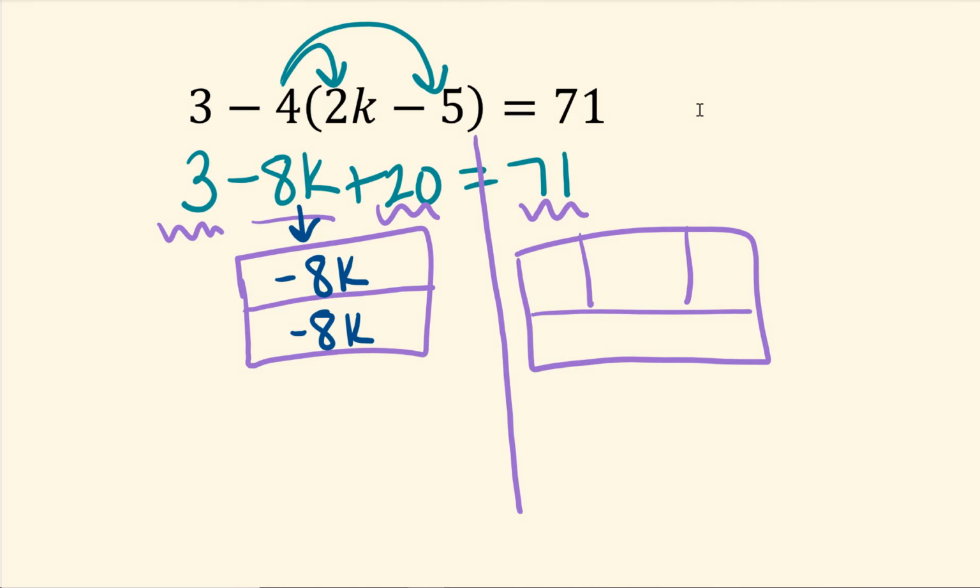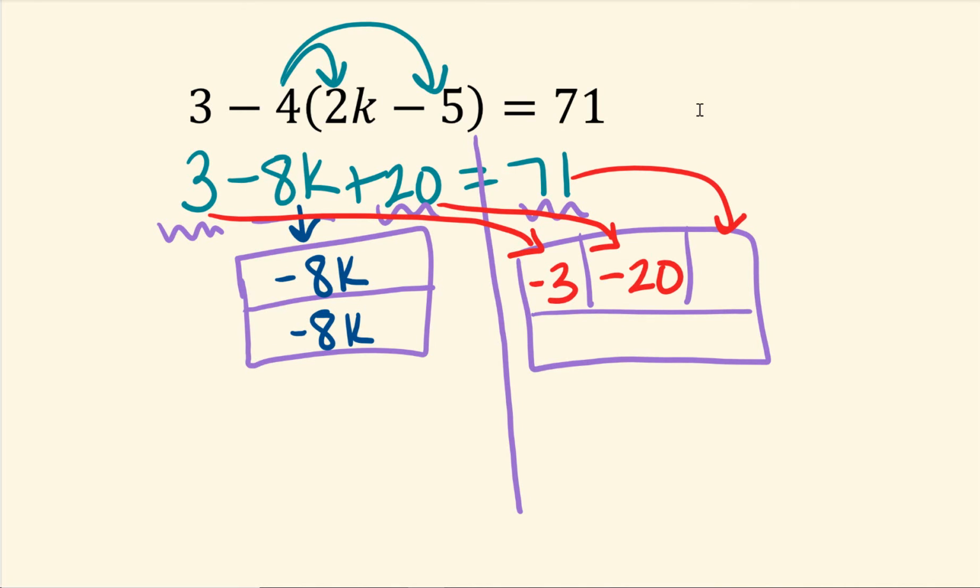But since I have this positive 3, it crosses over that line, so it turns to a negative 3. Positive 20 crosses over the line to become negative 20. And positive 71 does not cross the line, so it stays as a positive 71. So now I have all of those like terms grouped together already. So it's a little bit different in the traditional method where you have to find it all. We put them all together on the same side of the line. So negative 3, negative 20, positive 71 gives us that positive 48.